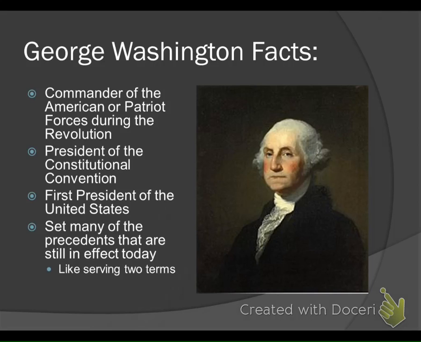Okay, our first president, of course, was George Washington. Remember, he was commander of the American or Patriot forces during the Revolution. He was president or leader at the Constitutional Convention. He was our first president, and he set many of the precedents that are still in effect today. Remember, precedents are like traditions. One of the traditions he set was serving 2 terms.